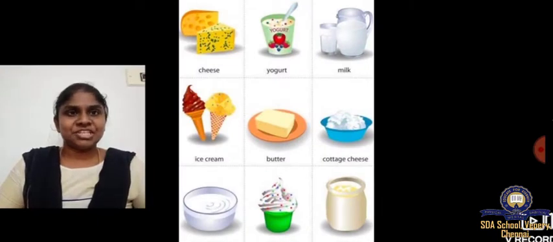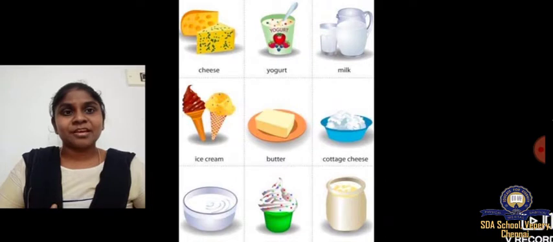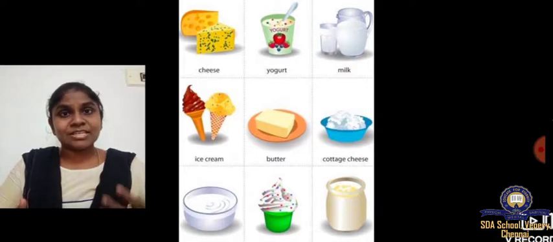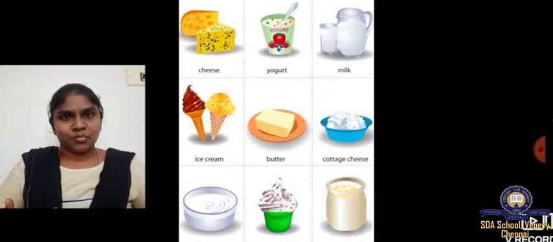Okay, look at this. This is cheese, yogurt, milk, ice cream, butter, cottage cheese, sour cream, whipped cream, kefir. All these are milk products. By the way, the milk we are getting from the cow.